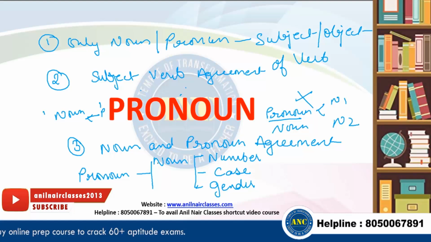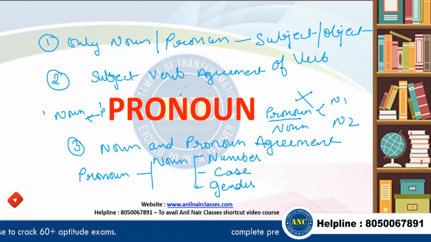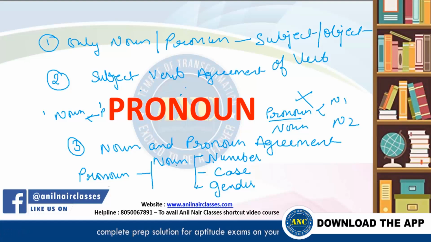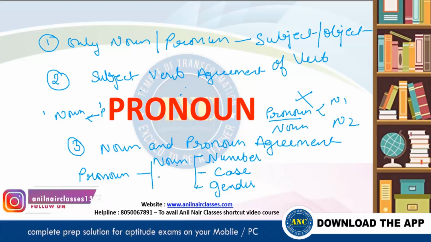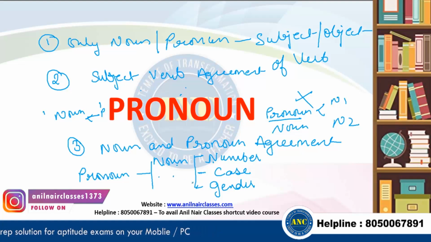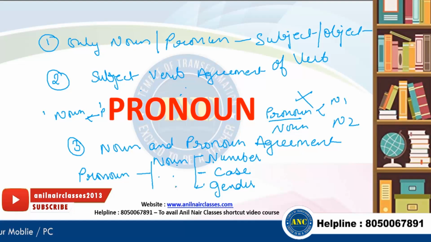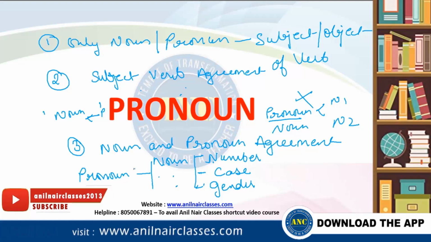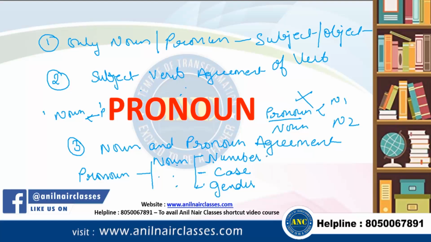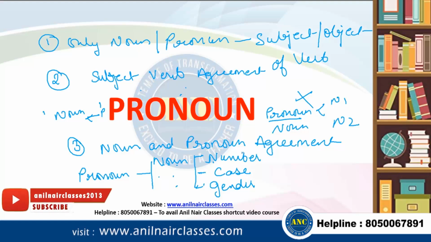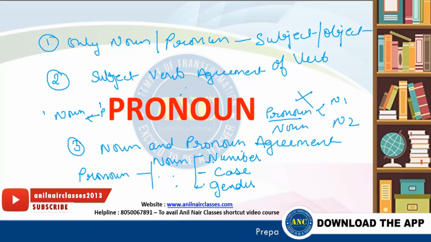If the pronoun is referring to a singular noun, you'll use a singular pronoun. If it is referring to a plural noun, you'll use a plural pronoun. If it is referring to the subject case, you'll use the subject pronoun. Object, object pronoun. If it is referring to the feminine gender, you'll use a pronoun in the feminine gender. This is what is called noun pronoun agreement. You have to pay attention to this also. In the previous class on nouns, we discussed that nouns and pronouns can function as the subject or the object.